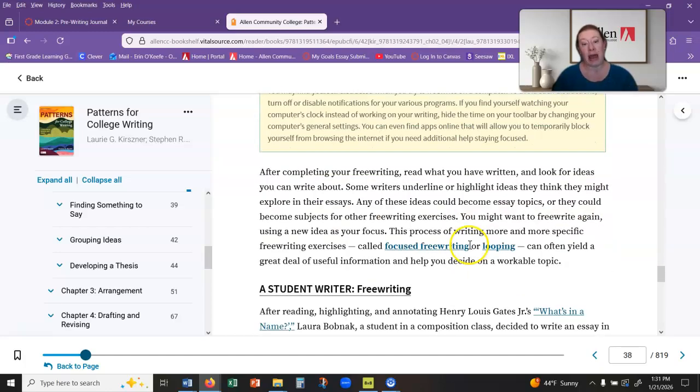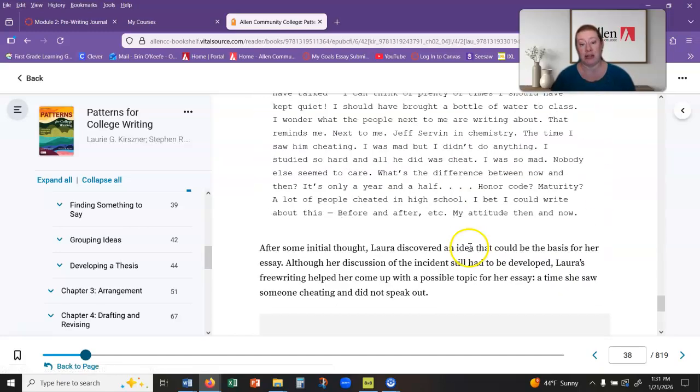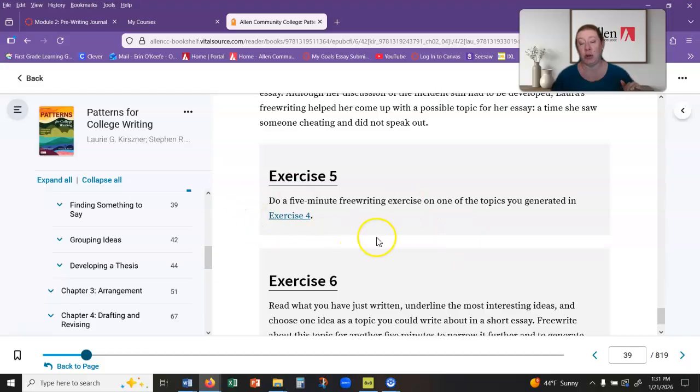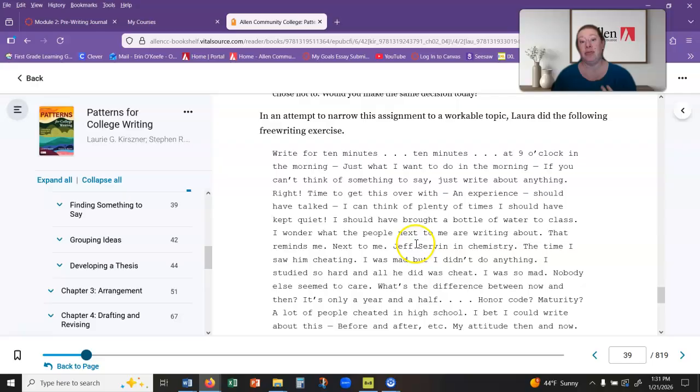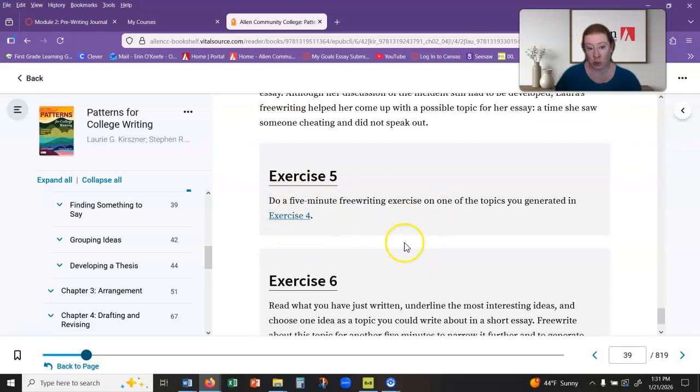Once you're done with that, you're going to go to exercise 5, which is asking you to do a free write. So you're going to look over what free writing is, and then you're going to actually do one. A free write is a continuous timing of writing. So you're going to just set a timer for 5 minutes, and type.